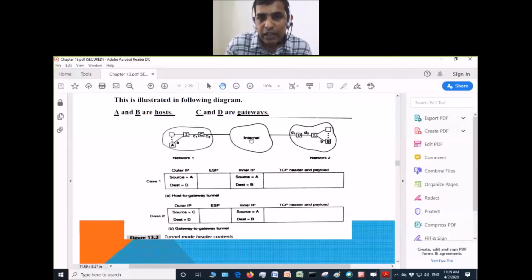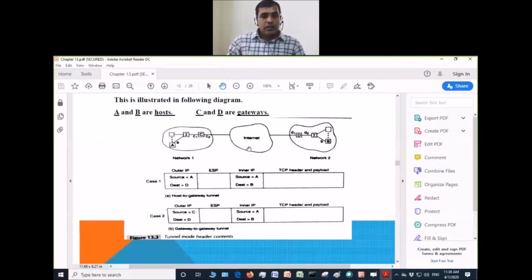So that's why, if someone intercepts the packet on the internet, by seeing this they will come to know the packet is going from source host A to network 2. There may be thousands of machines on network 2, but the intruder won't be able to know who is the actual recipient. Okay, so host to gateway tunnel will provide what? Limited traffic flow confidentiality. It will reveal who is the sending host, but it won't reveal which is the receiving host. It will only tell which is the receiving network.